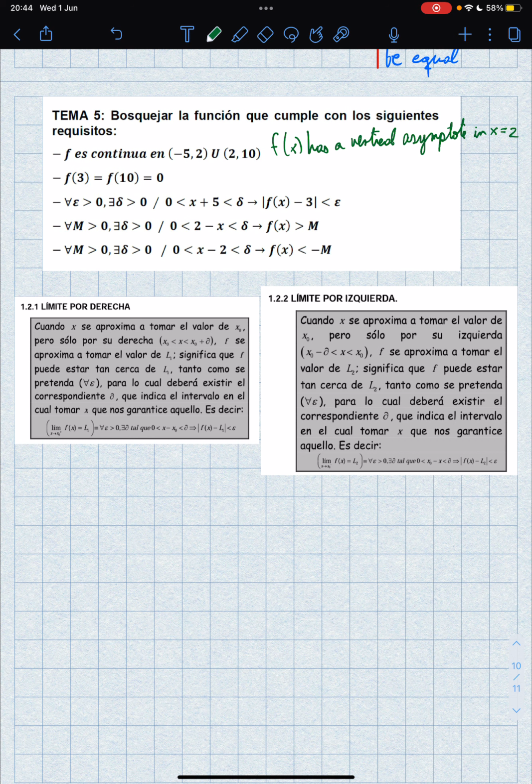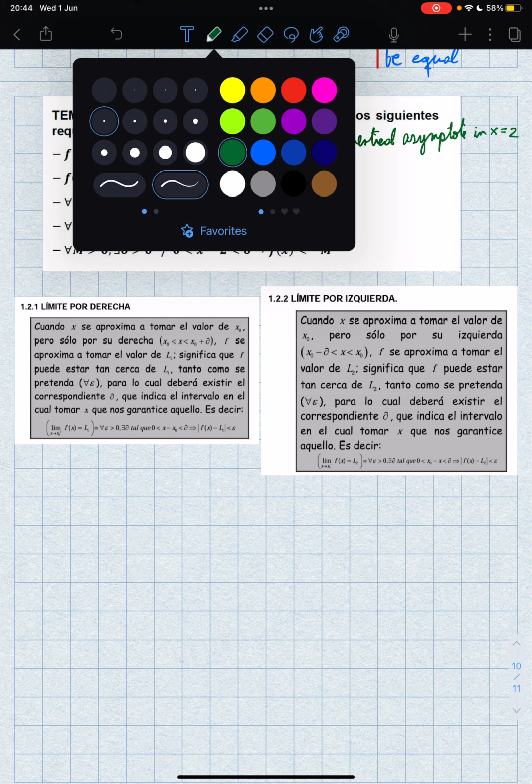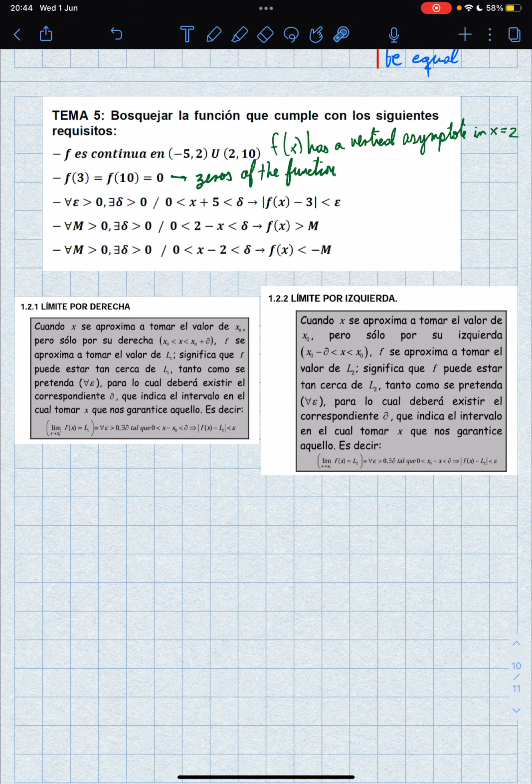Second of all, it says that the function evaluated at 3 and evaluated at 10 is 0. So these are the zeros of the function. Okay? Perfect. Now here you need to read also carefully.